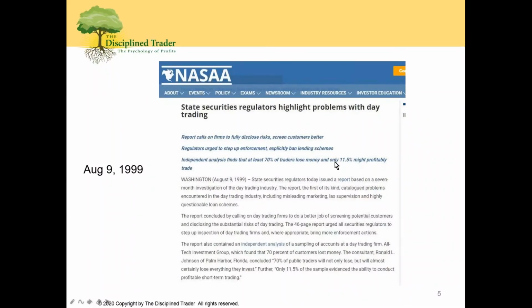Now, when I read this, I said, where's the other 18.5%? After reading through the report, a 46-page report, I think the difference is people who weren't quite sure, and they kind of called them a push. They didn't make money or lose money. And in my opinion, I don't know how you feel about it, but that's worse than losing money.